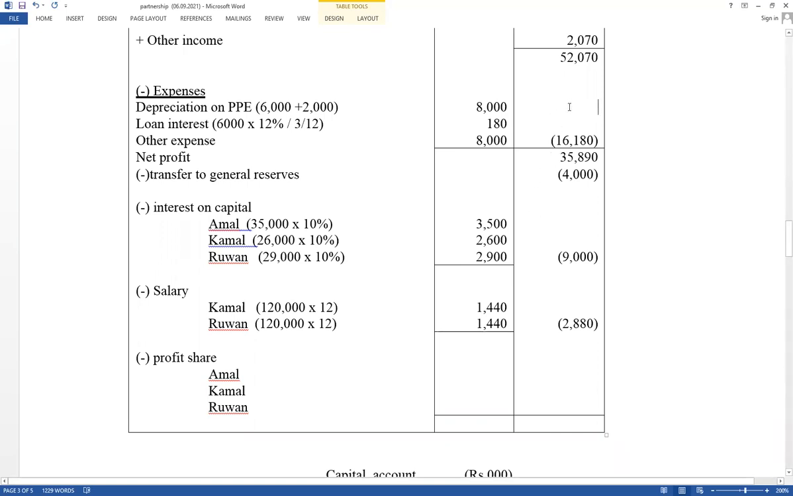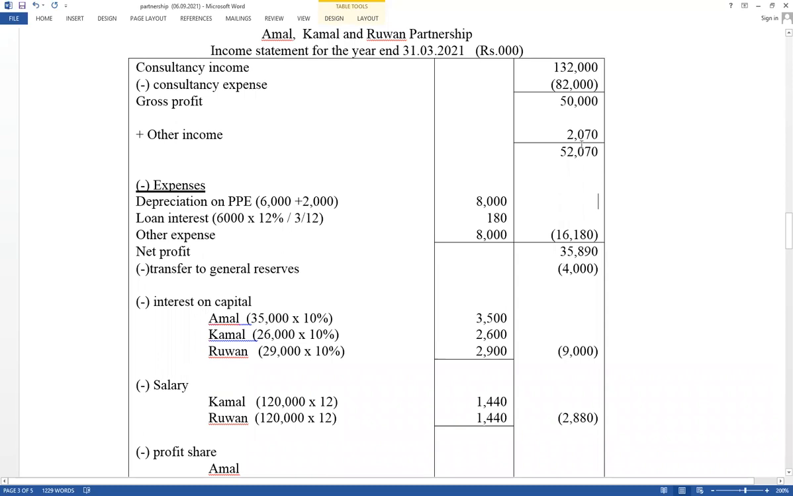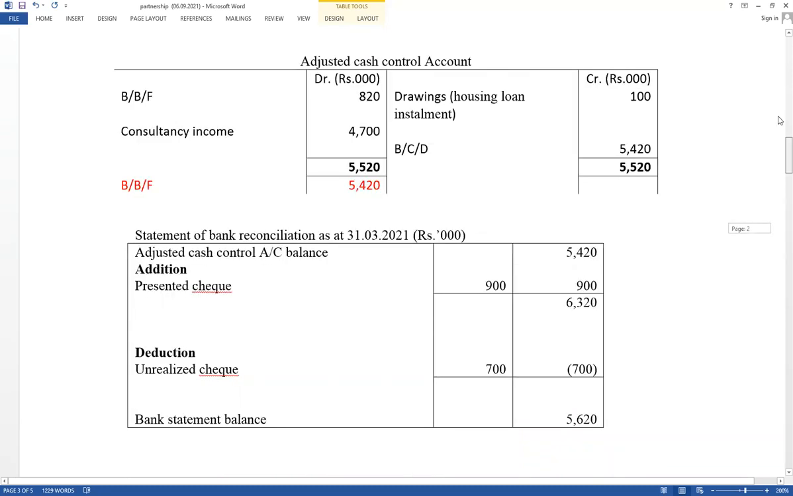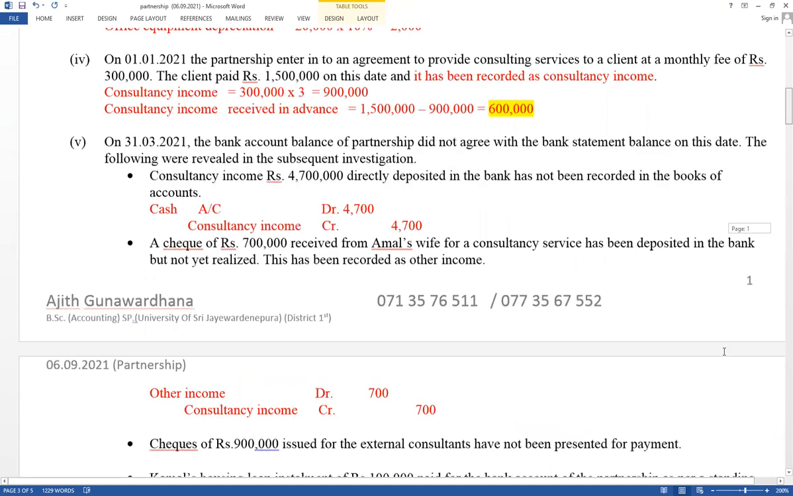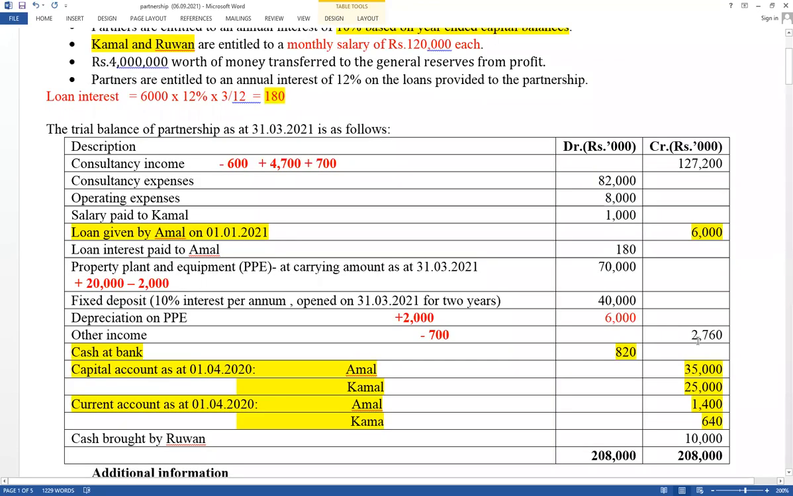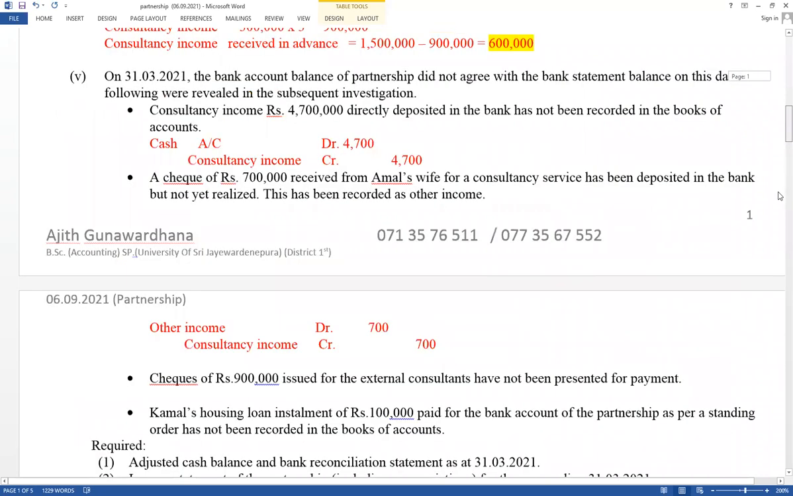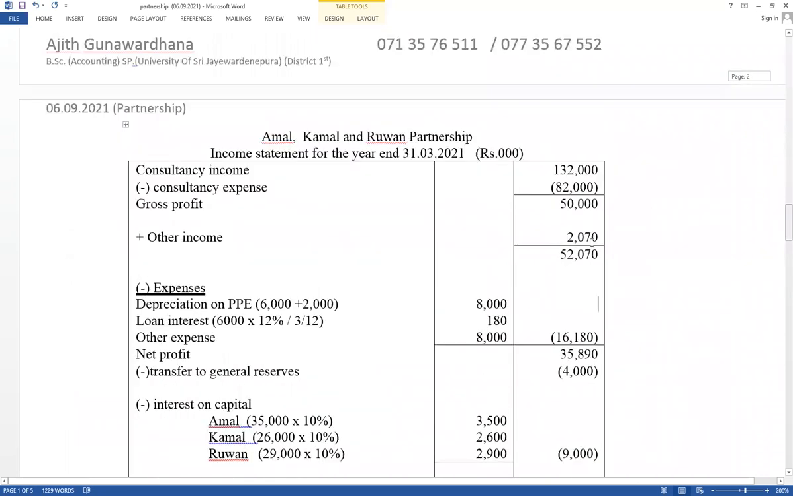So here there is a mistake. Other income total will be equal 2,060. Think trial balance other income. Other income total will be equal 2,760. From that value, deduct 700. Therefore, correct will be equal 2,060. Therefore, under the income, here will be equal 2,060.